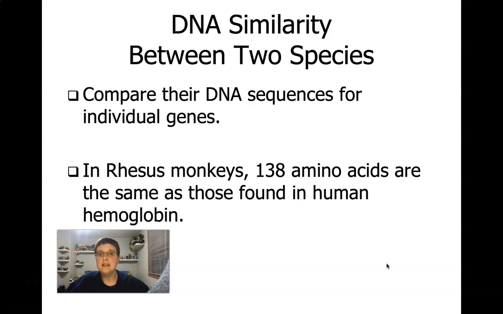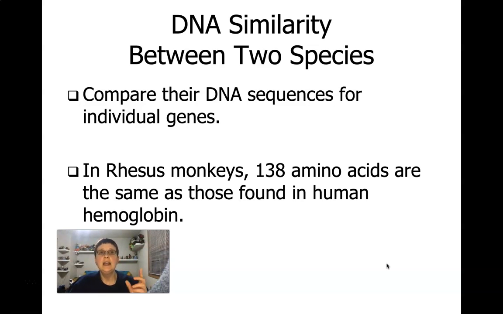So we compare these DNA sequences for individual genes. We're not going to compare the entire set of DNA. That's a ton of information. But instead we'll take one section. So for example, the gene to make hemoglobin. This is the molecule that carries oxygen in your red blood cells. Other organisms make this as well.